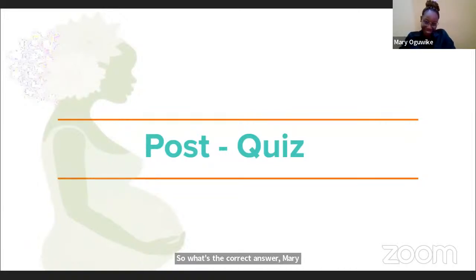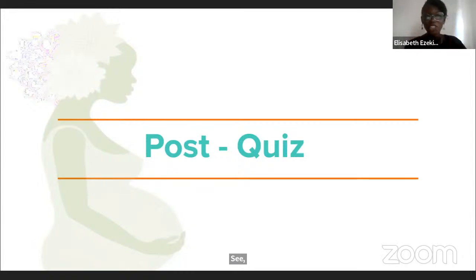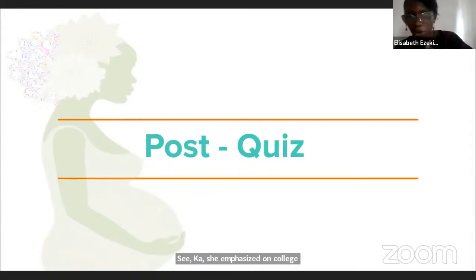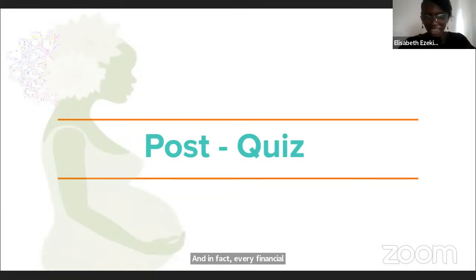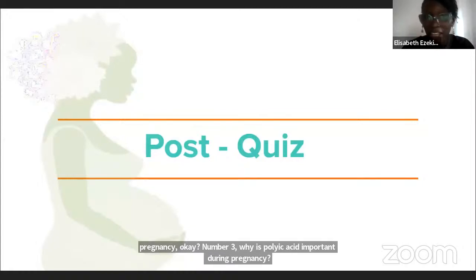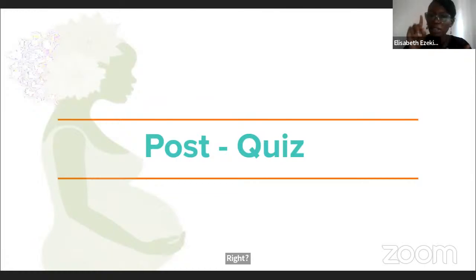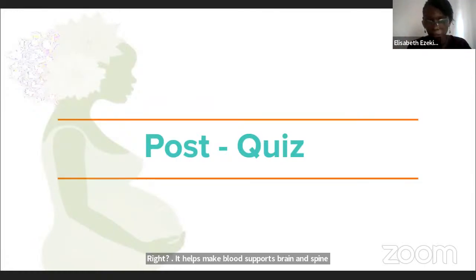C. C, calcium. Remember that she emphasized calcium a lot, the importance of calcium. Calcium helps develop the baby's bones, teeth, muscles, heart, and nerve function. And in fact, every pregnant woman is expected to start taking it before pregnancy, okay? Number 3, why is folic acid important during pregnancy? A, it's the major source of energy for the mother. B, it helps make blood, supports brain and spine development, and prevents neural tube defects in the baby.